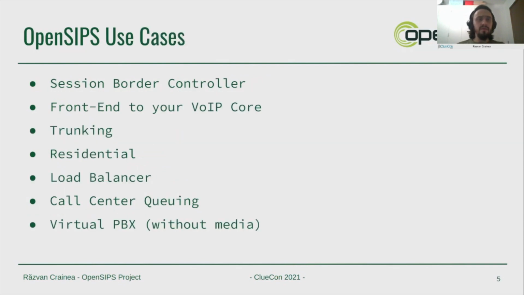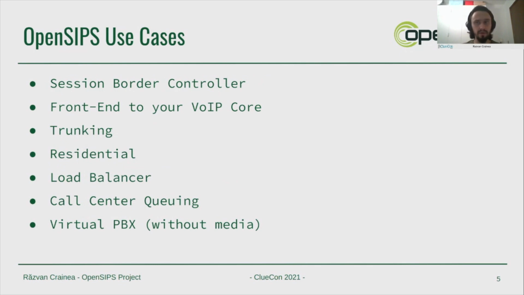OpenSIPS is used in various scenarios and various setups. It can be used as an SBC, a session border controller. It can be used as a front end of a VoIP core in order to ensure traffic normalization, enforce codecs and stuff like that. You can use it as trunking. You can build residential platforms. You can do load balancing using OpenSIPS.